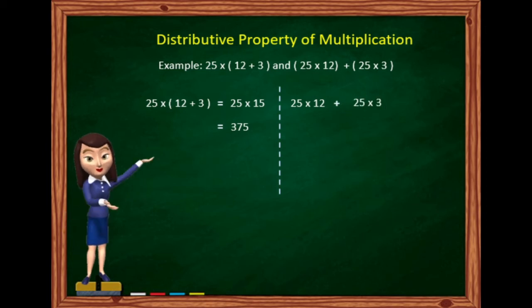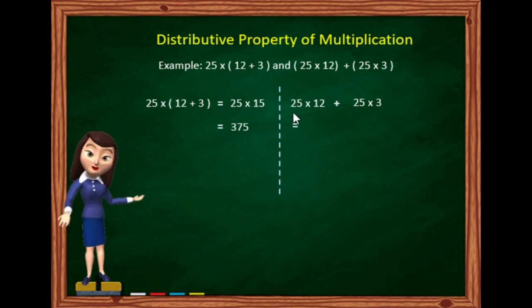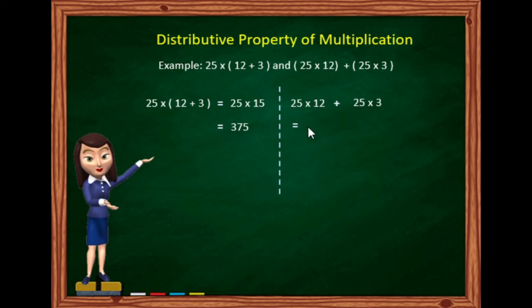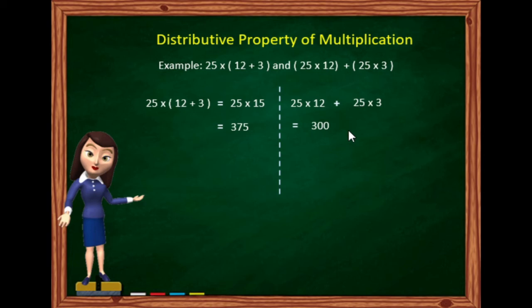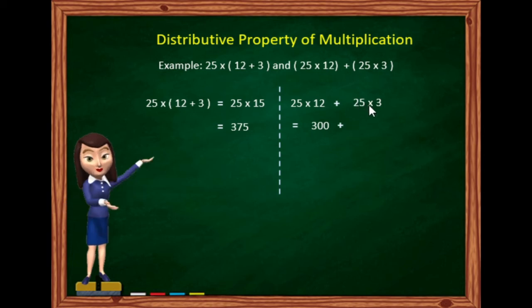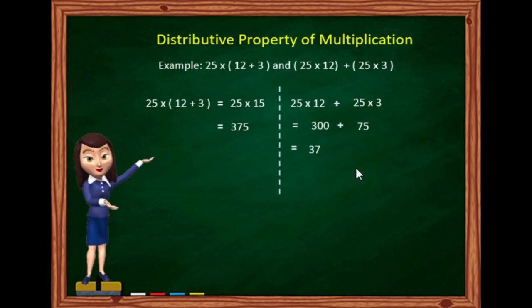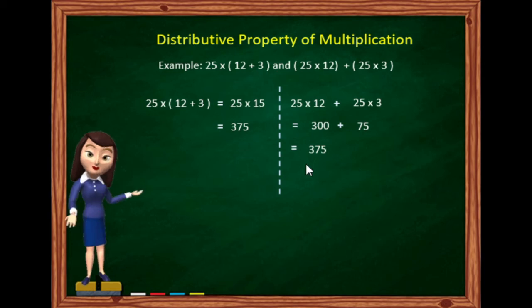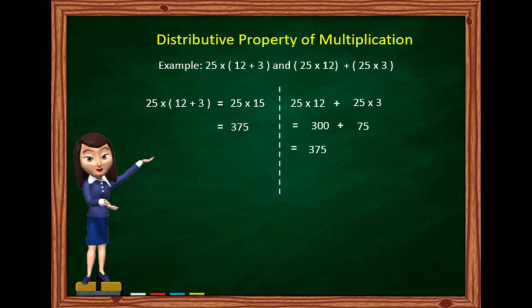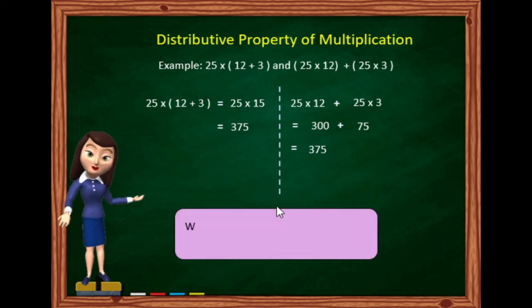Both two numbers are inside the parentheses, so we can solve them independently. 25 times 12 equals 300. Copy the plus sign. 25 times 3 equals 75. Add the two numbers together. It would give us 375. The products are still the same through distributive property of multiplication.